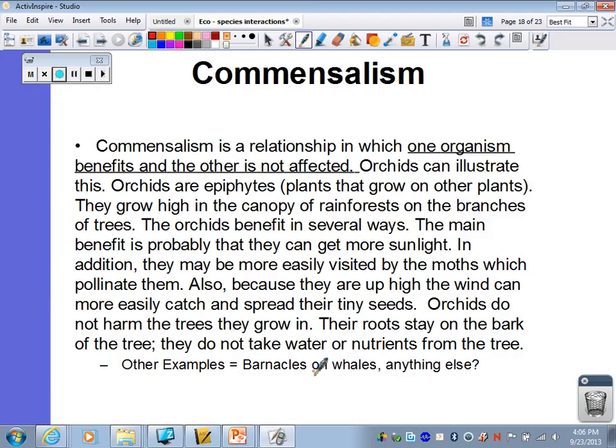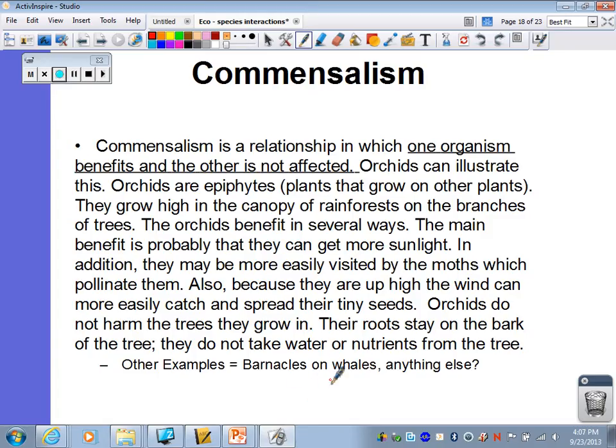Okay, another example of commensalism would be barnacles on a whale. Barnacles are little crustaceans. They attach to a whale. They do not take any nutrients from the whale. All they do is they're latching on to catch a free ride because the whale moves and barnacles are filter feeders, so they need a constant movement of water across them so they can eat.